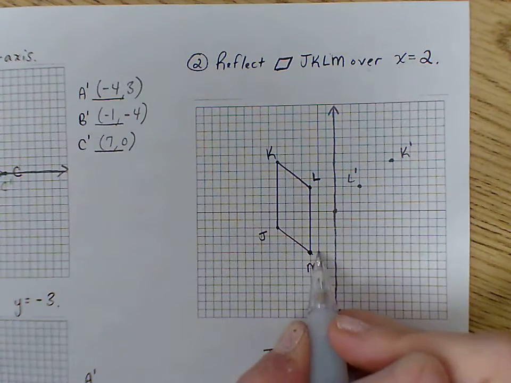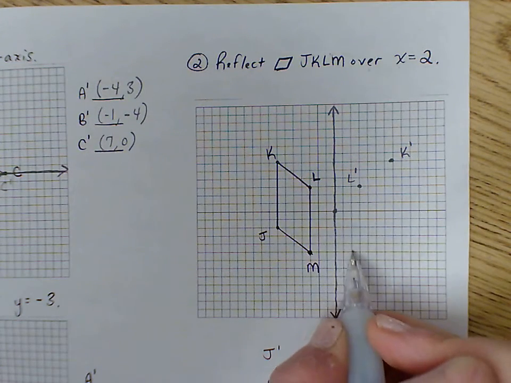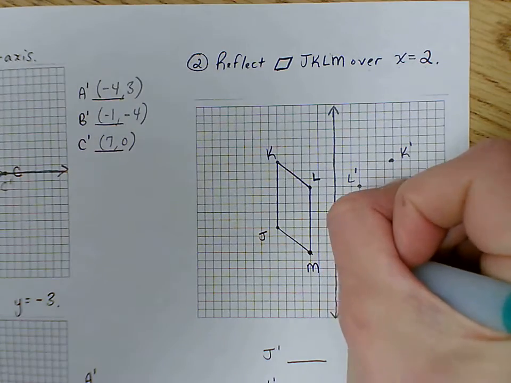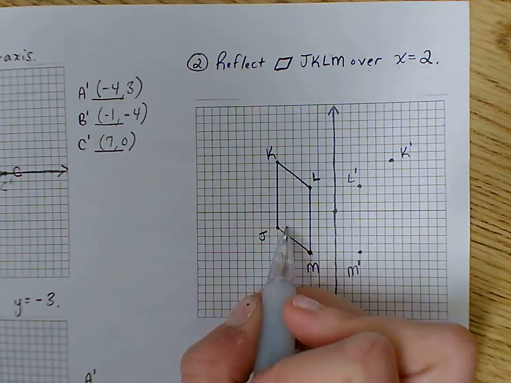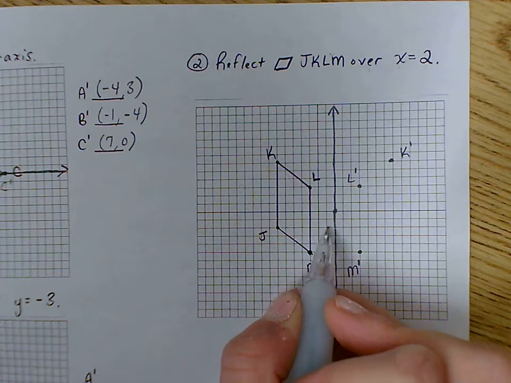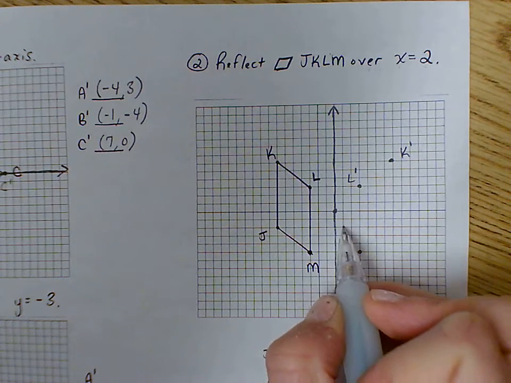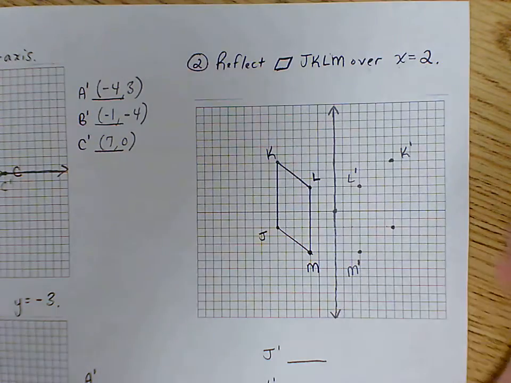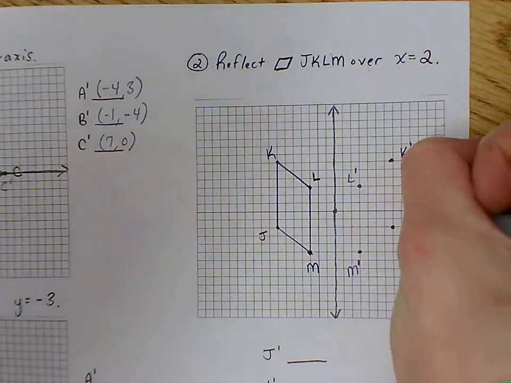M is 1, 2, 3 away. So I go 1, 2, 3. There's where M prime lands. And then J is 1, 2, 3, 4, 5, 6, 7 away. So I go 1, 2, 3, 4, 5, 6, 7 on the other side. And so there we go. And then we just connect them.